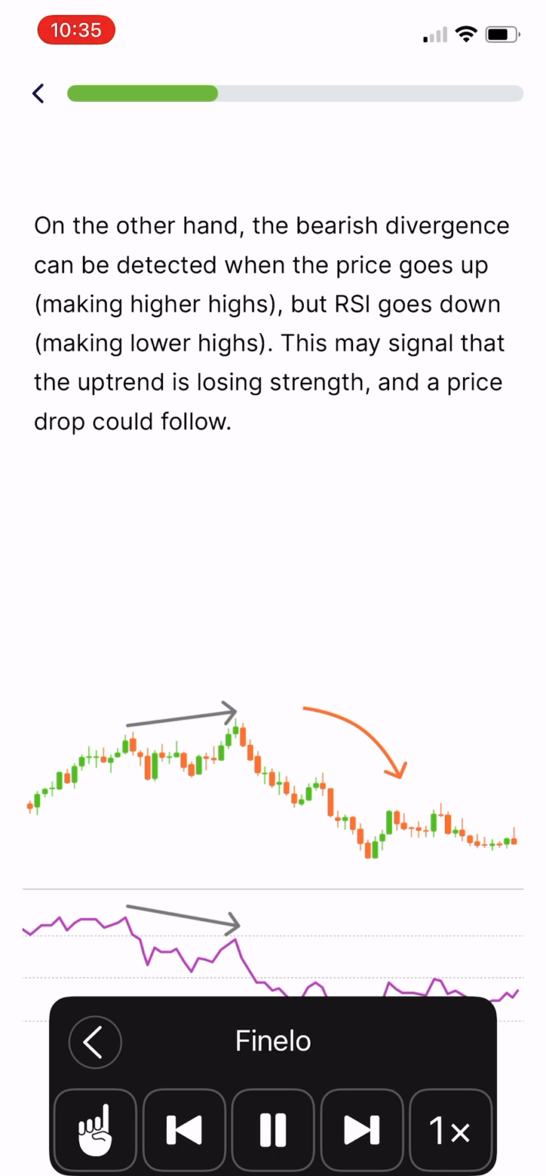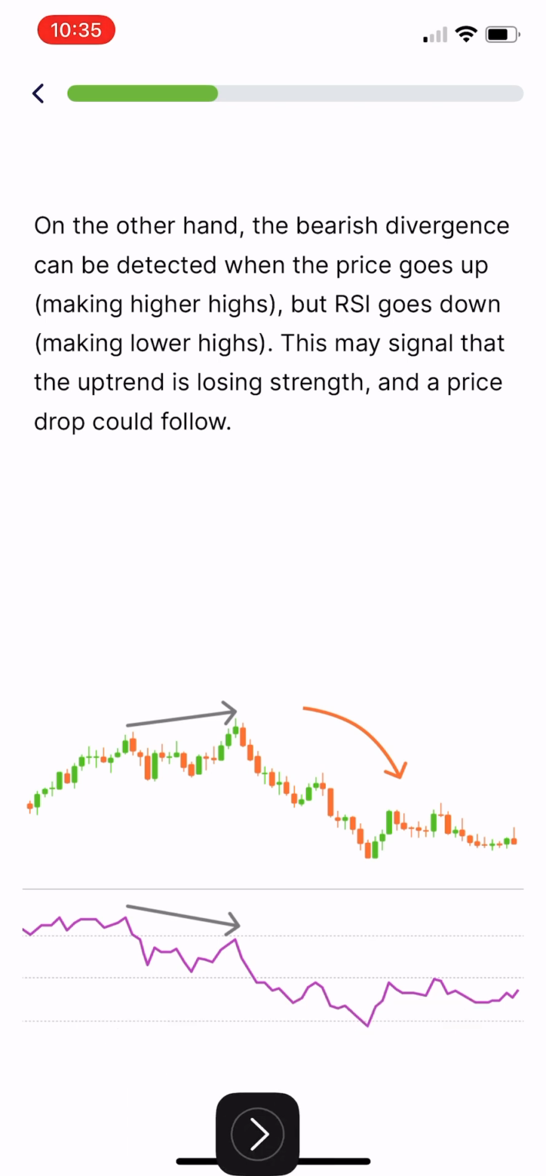On the other hand, the bearish divergence can be detected when the price goes up, making higher highs, but RSI goes down, making lower highs. This may signal that the uptrend is losing strength, and a price drop could follow.